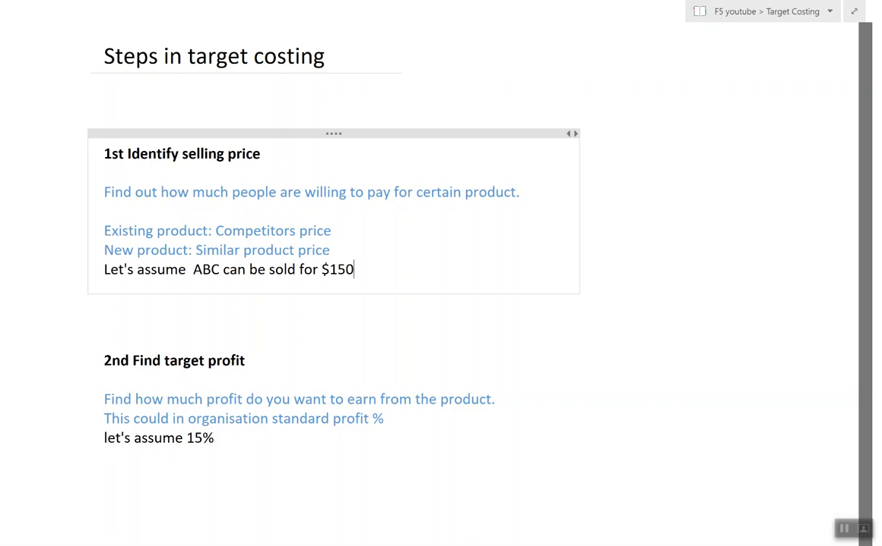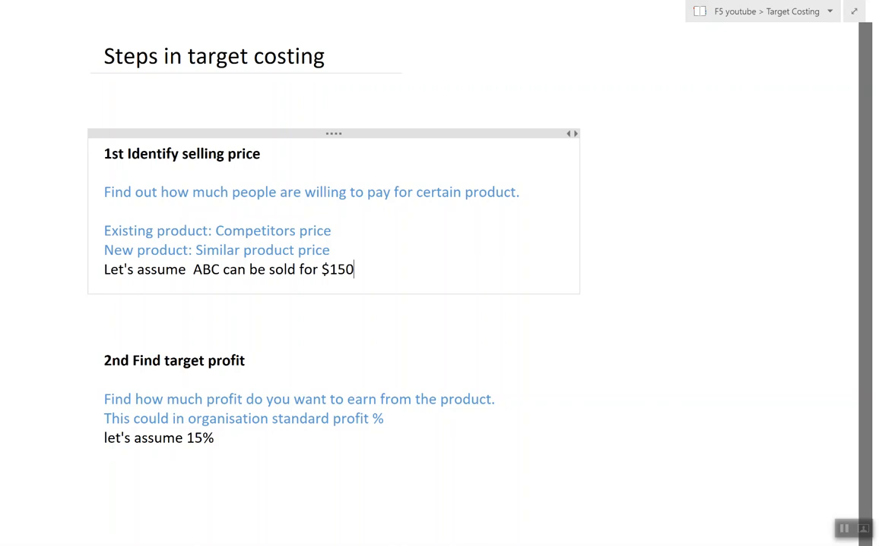And usually the selling price that we have decided will have a certain quantity in mind. Usually when you reduce price, quantities will increase. When you increase price, quantities will reduce. So this 150 price that we are charging and the quantity that we have in mind, we will be able to sell those many quantities at 150 price. So this is the target selling price.